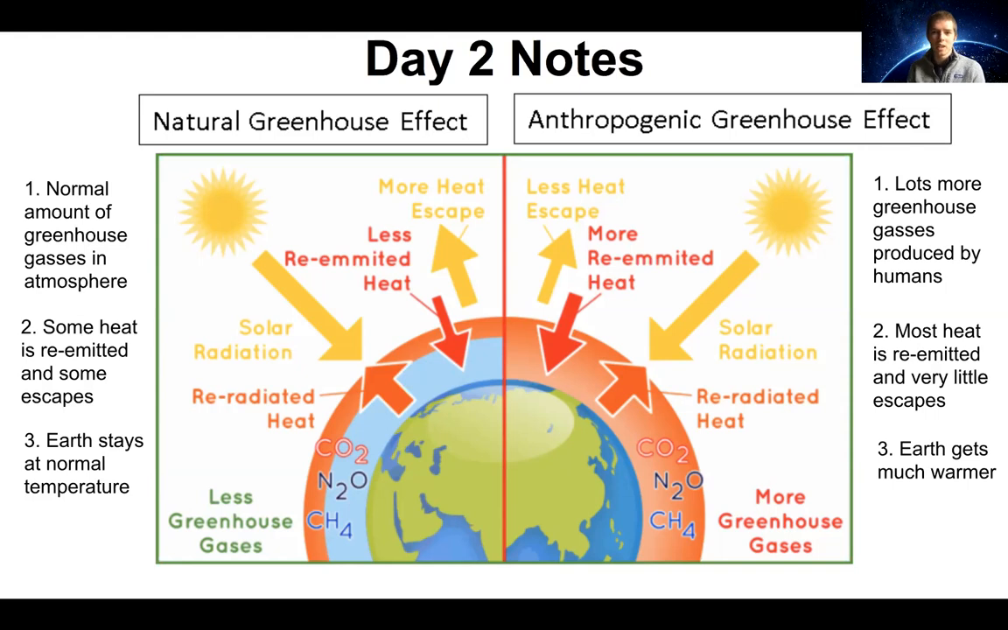So the anthropogenic, or human-created, greenhouse effect causes Earth to be even warmer because there's that entire big layer of gases trapping heat within our atmosphere. Let's recap underneath our diagram on day 2.